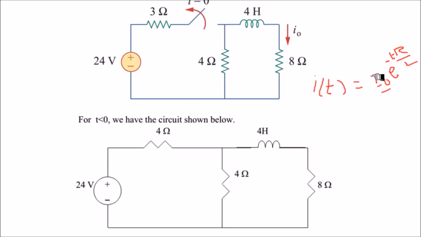So I naught is the current flowing through the inductor when the circuit is changing from forced condition to source-free condition. So for t less than 0, the switch is closed. So we have the circuit for t less than 0.